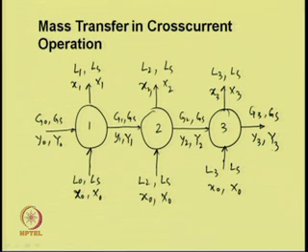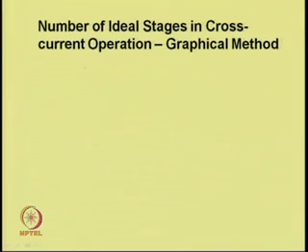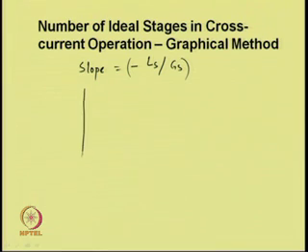So, in a similar way, if we do the mass balance, we will obtain the slope of the operating line as minus Ls by Gs. This is similar to the co-current operation, the slope of the operating line in individual stages. In the cross current operation, the stages are co-current in nature. So, we can plot the equilibrium line and operating line on the XY diagram.